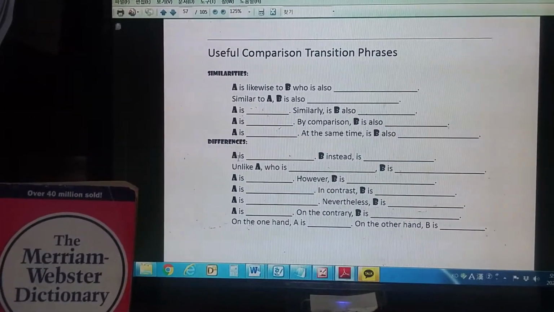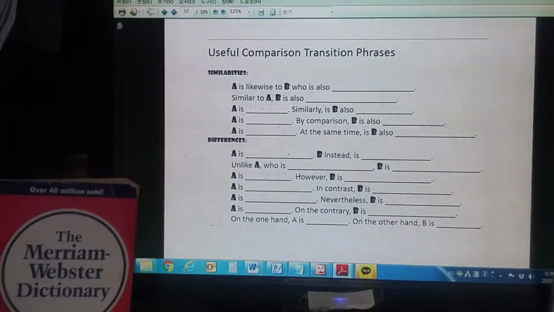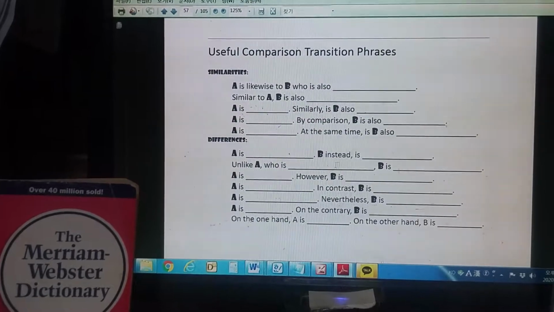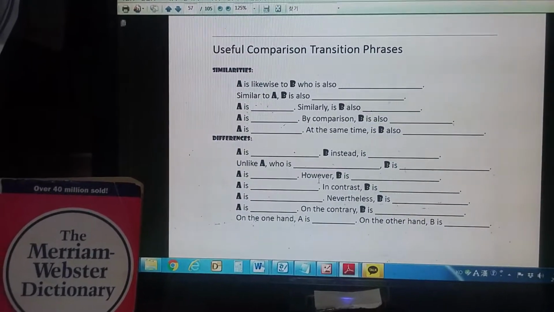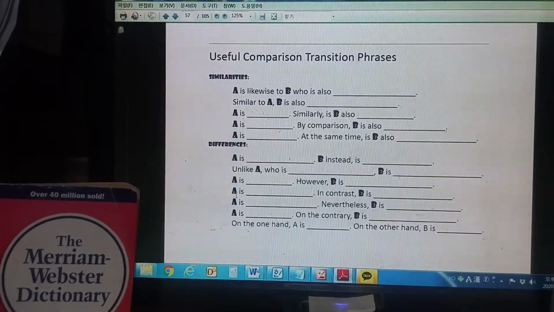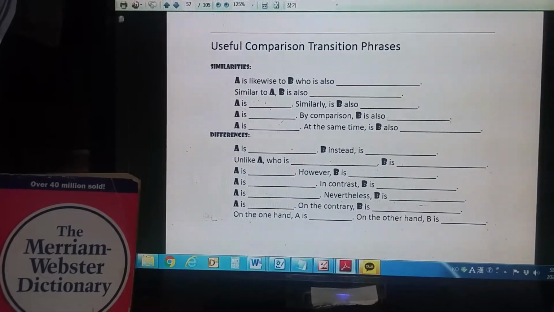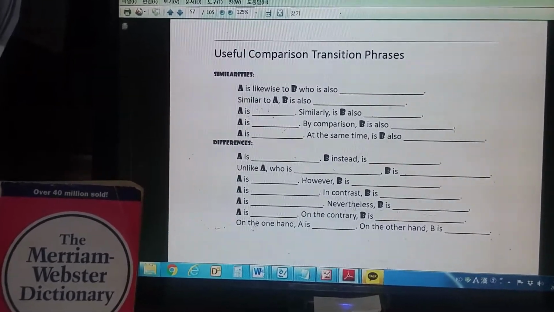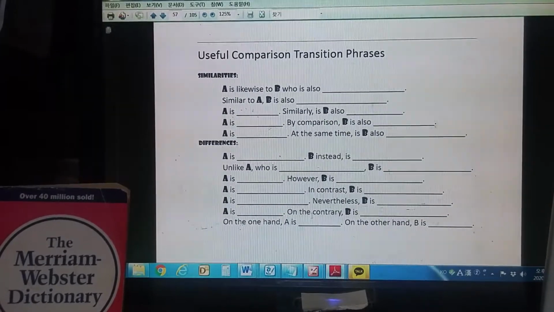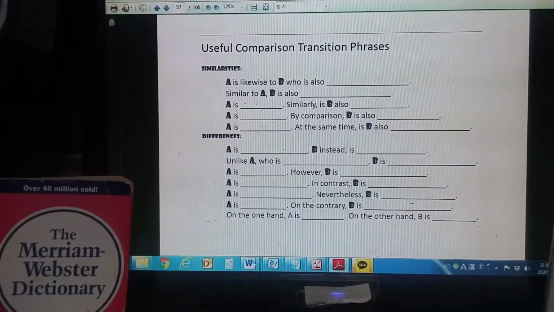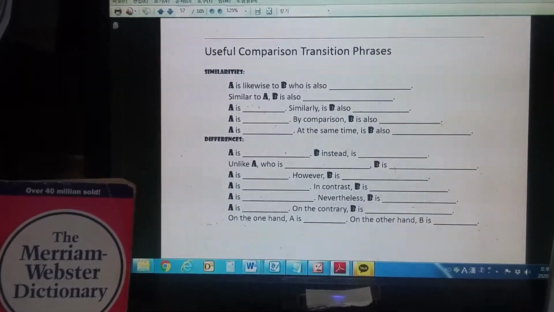Now differences: A is blah, but B instead is blah. Unlike A, who is blah, B is blah. A is blah, however, B is blah. A is blah, in contrast, B is blah. A is blah, nevertheless, B is blah. A is blah, on the contrary, B is blah. On the one hand, A is blah, on the other hand, B is blah.